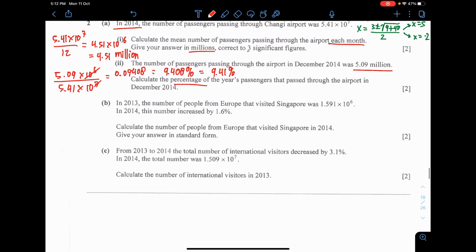2b. In 2013 the number of people from Europe that visited Singapore is this. The number increased by 1.6% in 2014. So calculate the number of people. Can I just take this number, 1.591 times 10 to the power of 6, multiply this by the percentage of increase, 101.6%. Okay, so key this in the calculator.